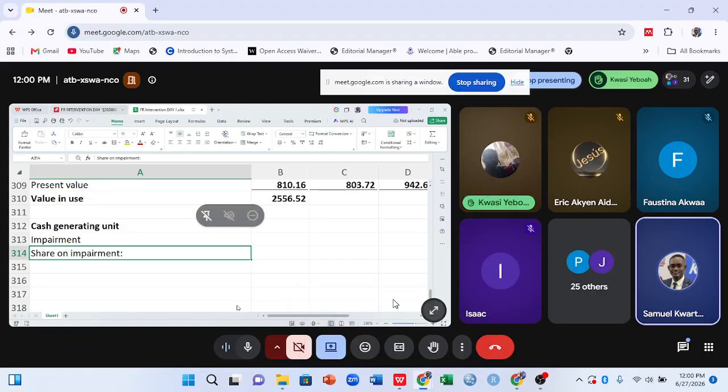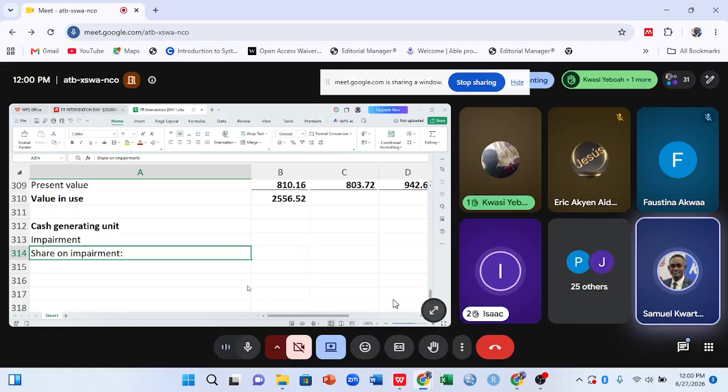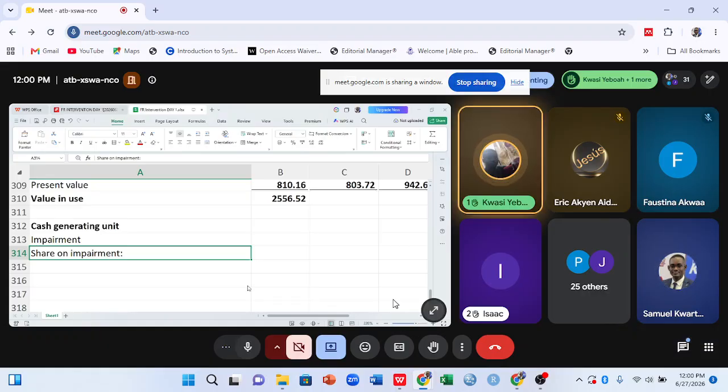So how do we share? We share on pro rata or no. What's the first thing you share before you do pro rata? What are the things you do before you do pro rata for a cash generating unit? Yeah, Isaac.